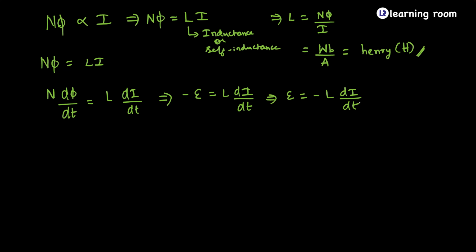Now, if I take the magnitude of this, EMF is equal to L into di divided by dt. I'll put this in the modulus. Now, if I rearrange this equation, I'll get L is equal to E divided by di divided by dt. Am I right?